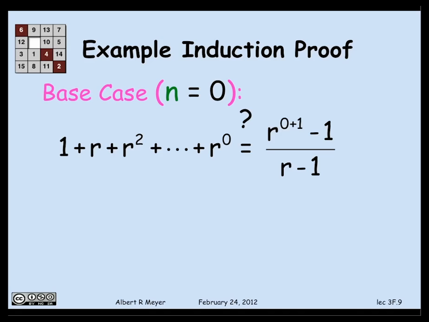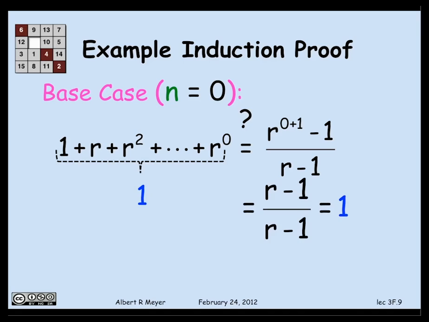And what do we have to check? We have to check that the sum on the left, when n is 0, is equal to the formula on the right when n is 0. Well, the sum on the left, when n is 0, is really just 1 because it's going from r to the 0 to r to the 0. The r and the r squared are a little misleading because they're not really there when n is 0. So the left-hand side is 1, and the right-hand side is r minus 1 over r minus 1, which is 1 since r is not 1. So sure enough, it checked, and we're okay. The case n equals 0 has now been proved.